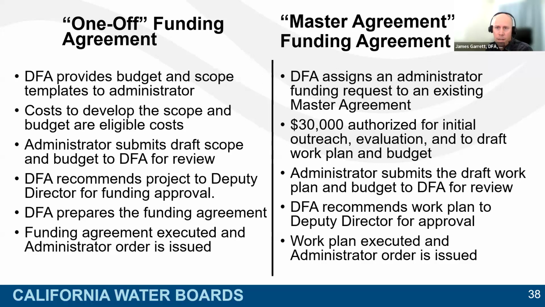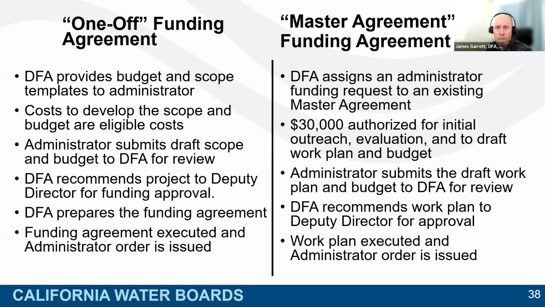So an administrator's costs to develop the project from this point would be eligible for reimbursement upon execution of the funding agreement. Once drafted, the administrator will submit the scope and budget documents to DFA for review. There may be some back and forth review in order to finalize the details, but once the proposal gets finalized, DFA then sends a funding recommendation to the deputy director for approval.